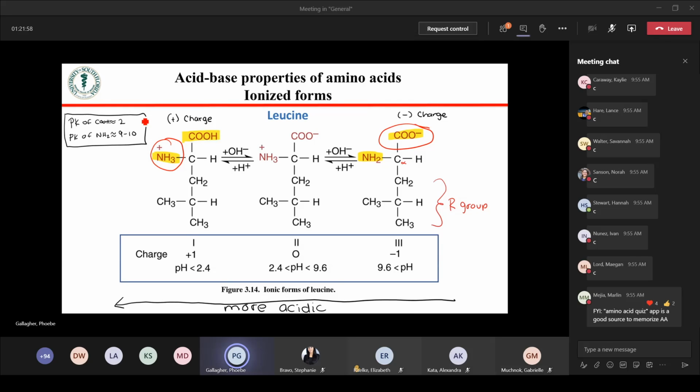So a good thing to remember is the pK of each of these. The pK is going to be the pH at which the carboxyl group will be protonated. So if it's below around 2, it's going to be protonated. And if it's above 9 to 10, the amine group is going to be deprotonated. So know that the pKs for each of these groups are around 2 for the carboxyl group and around 9 to 10 for the amino group.